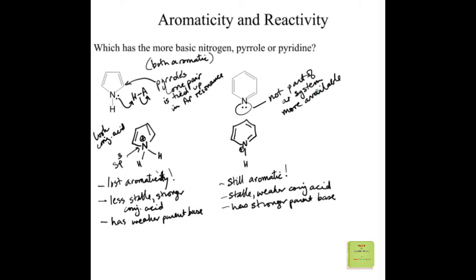In fact, where have we seen pyridine before? We've used it as a base. This is a good base. It's a good organic base that's used when we need such a thing, and so this explains why it's a good base, even though it's an aromatic and stable compound.